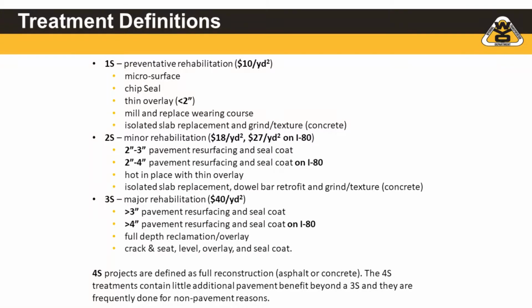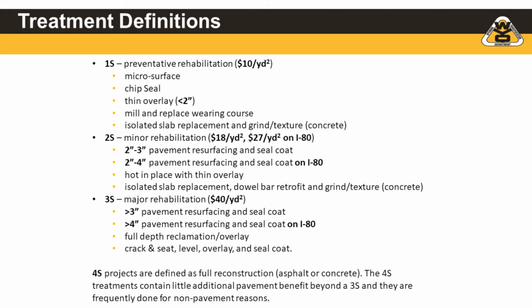For basic treatment definitions, we use what's called the 1S, 2S, and 3S system. So this is what our Agile Asset system projects, and it spits out basically those categories. A 1S is considered like that preventative rehabilitation, which includes like the microsurface, chip seals, thin overlays, and then if you want to do just a wearing course over the top. 2S is a little more robust, about 2 to 3 inches on anything besides I-80. If it's on I-80, it's 2 to 4 inches. Hot in place and with a thin overlay or a chip seal over the top, and then isolated replacement or dowel bar retrofit for concrete.